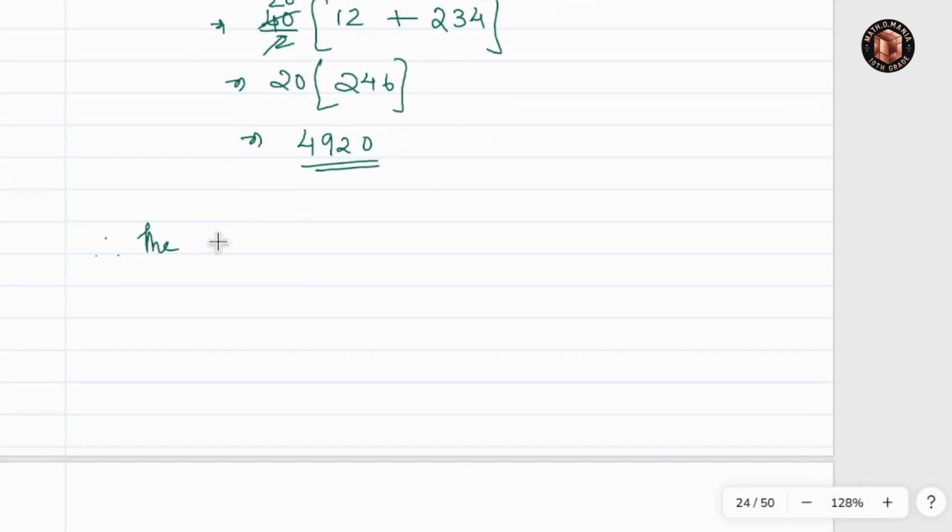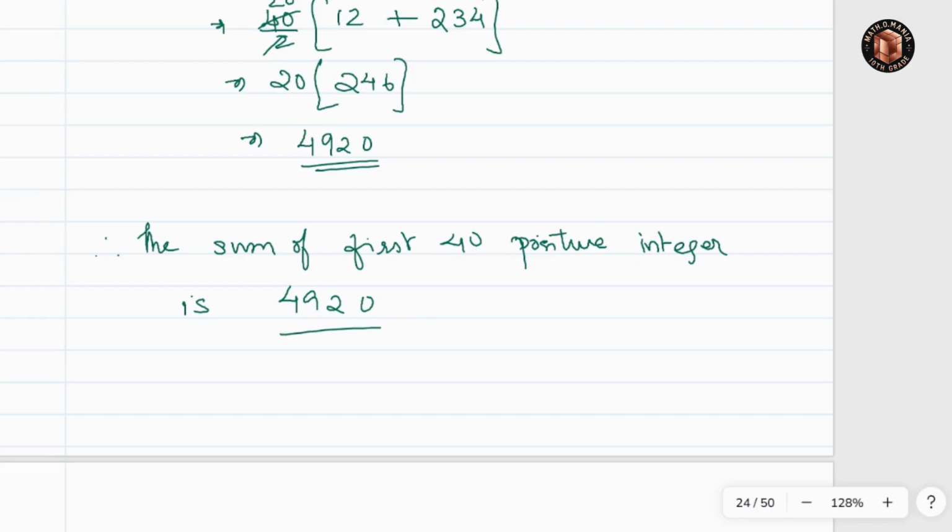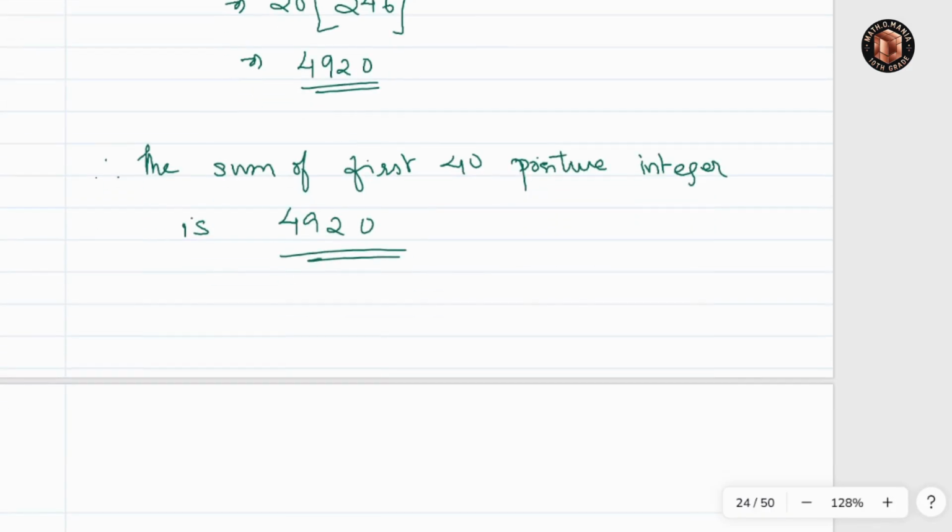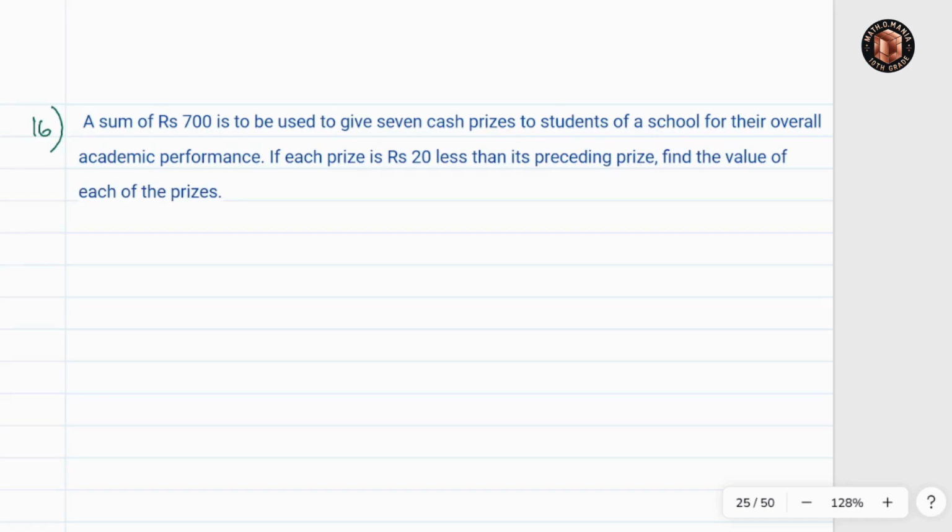Therefore, the sum of the first 40 positive integers is how much? 4920. 4920 is the sum of the first 40 positive integers which are divisible by 6. Here we can write that too, which is divisible by 6. Now let's do the question number 16.